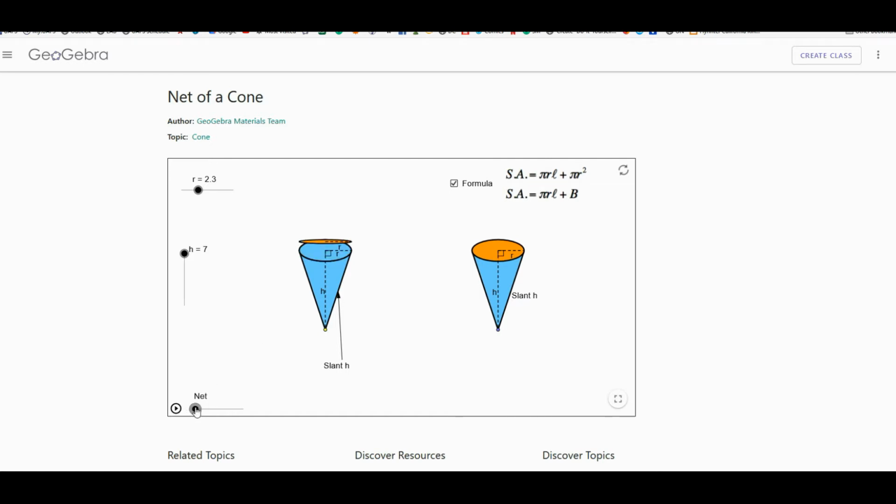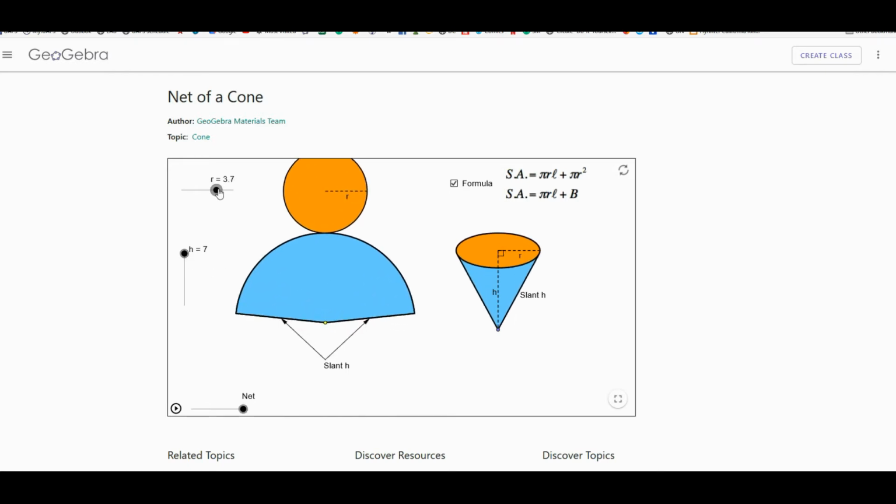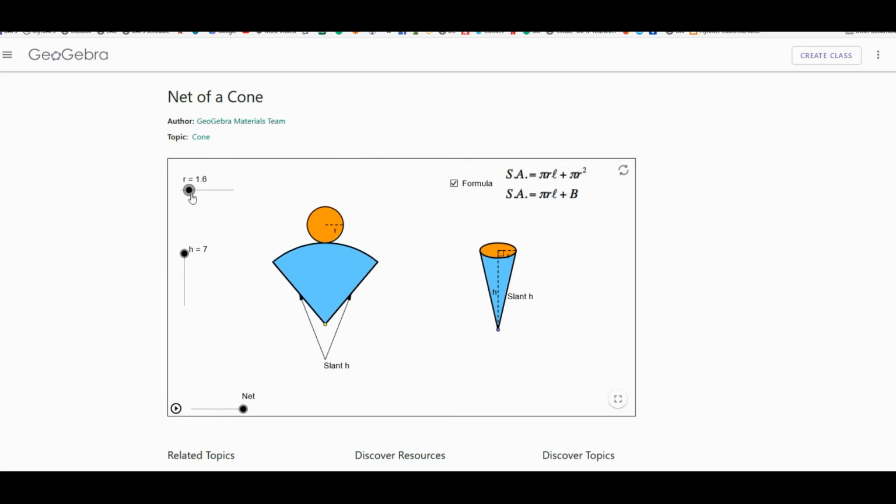So first of all, we're going to peel off the top. They're going to slice down the side of the cone and unwrap it. And look what happens when you unwrap it. You get a circular sector. In this, we can change the radius. Notice as you change the radius, you're not changing the length here, which is the slant height, but we are changing how big this is.